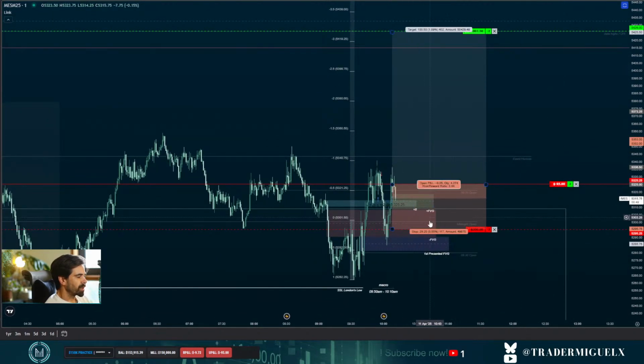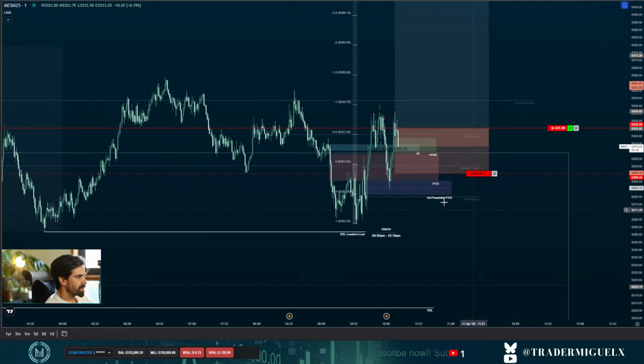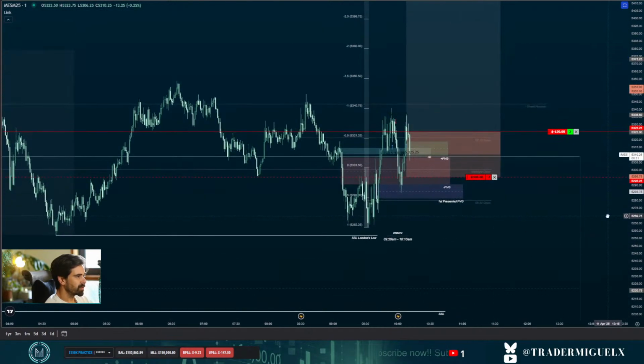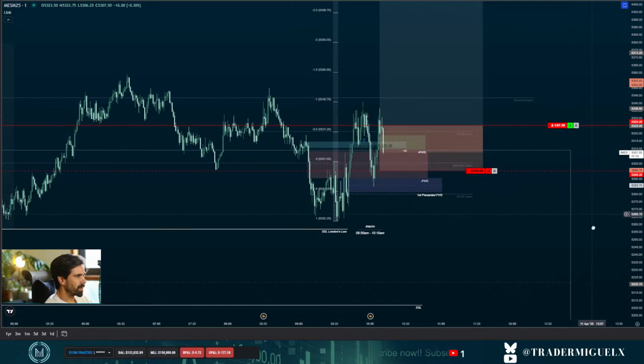If we are wrong here and we take a loss, at this point I would consider, if this bullish structure doesn't work, sell side liquidity and eventually yesterday's low for bearish targets.